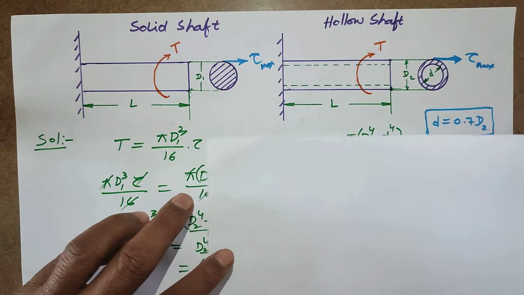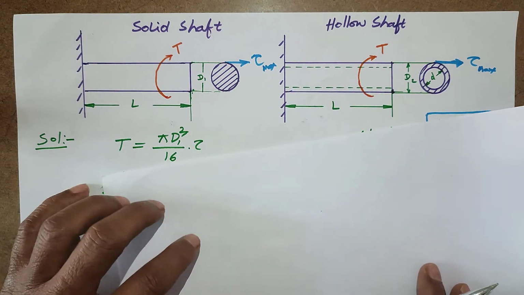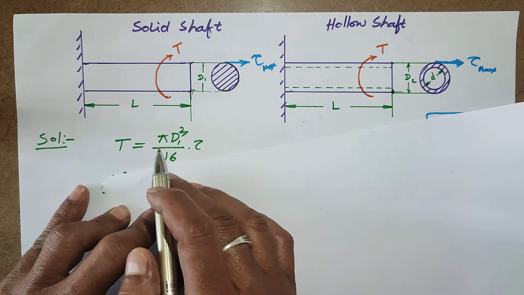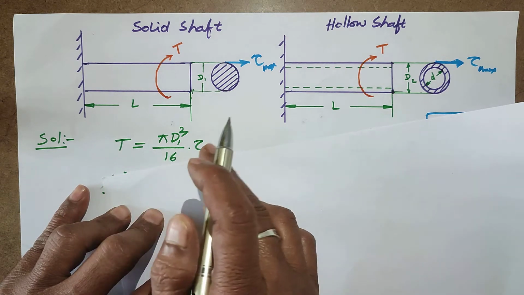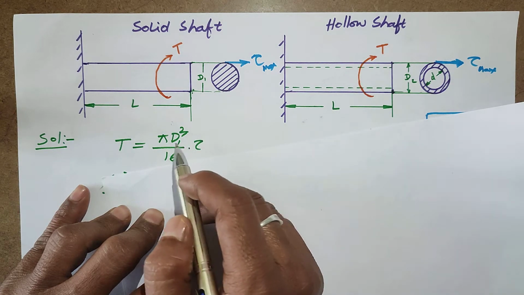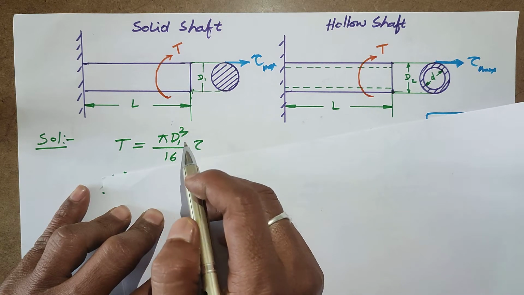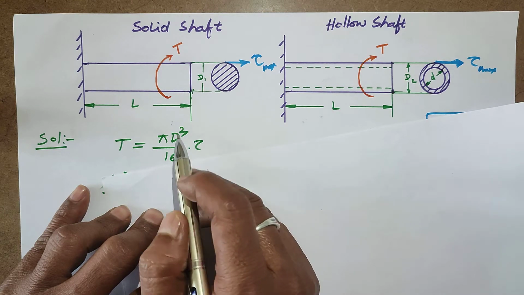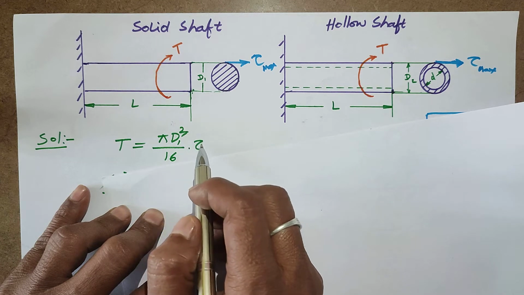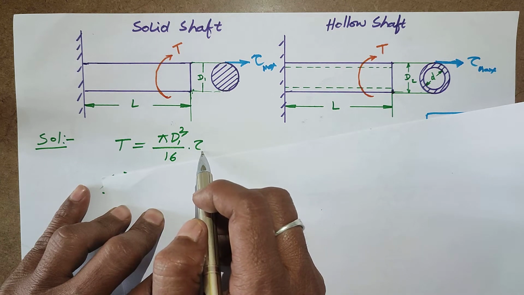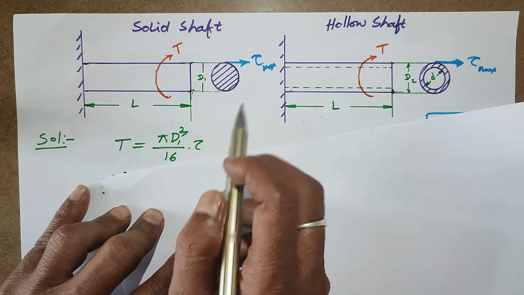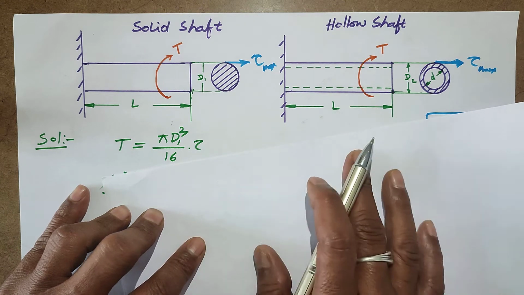So this is the initial torque, the first shaft torque, that is the relation between torque and shear stress. It is having diameter D1, that is T equals pi D1 power 3 divided by 16 into tau, one of the torsion equations. Here we are getting the maximum shear stress, that is tau maximum, which is tau.